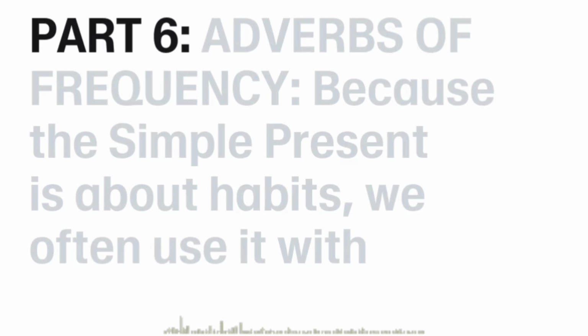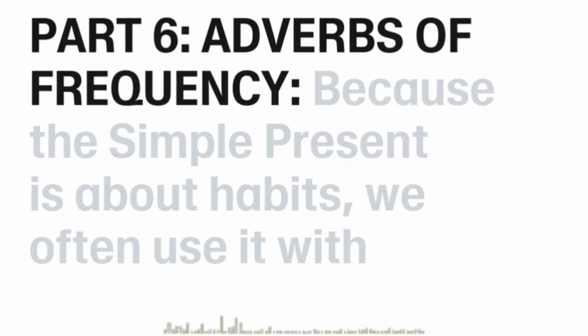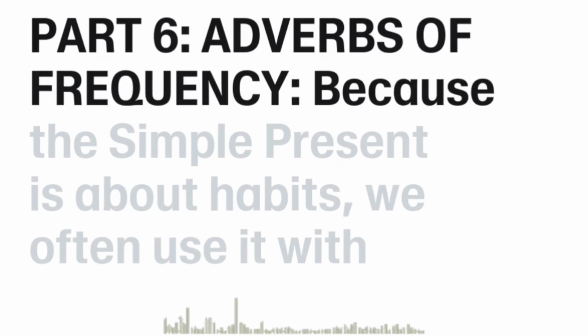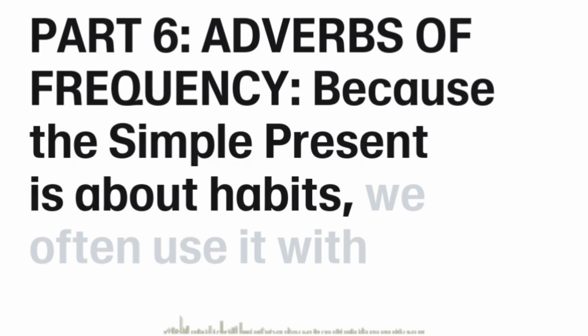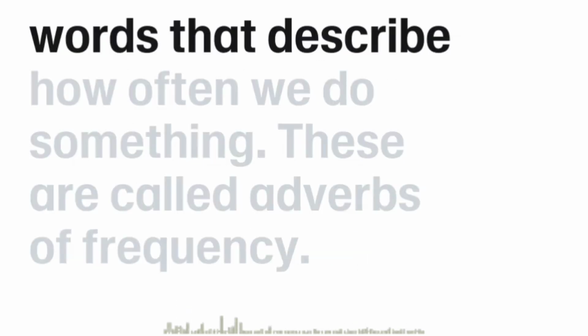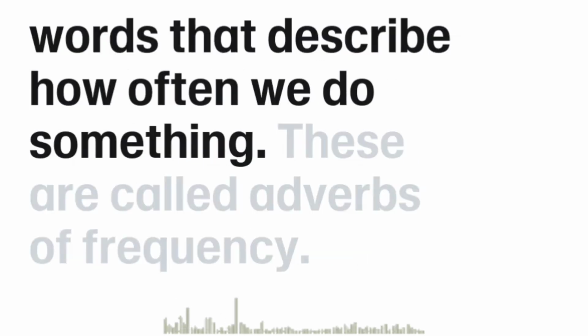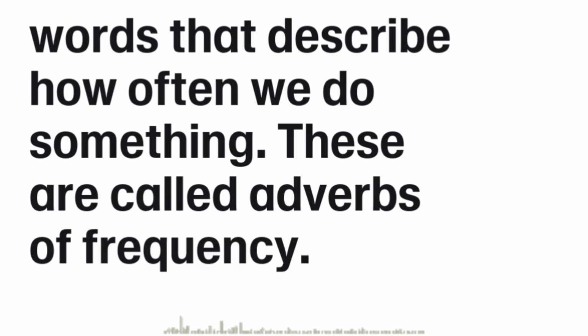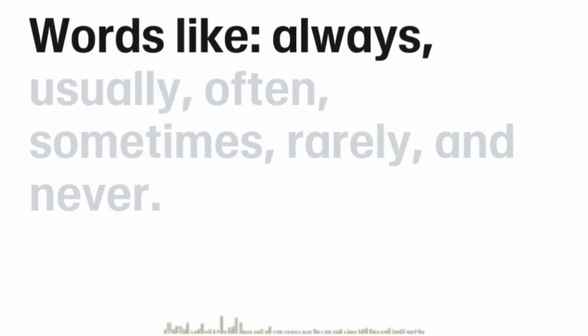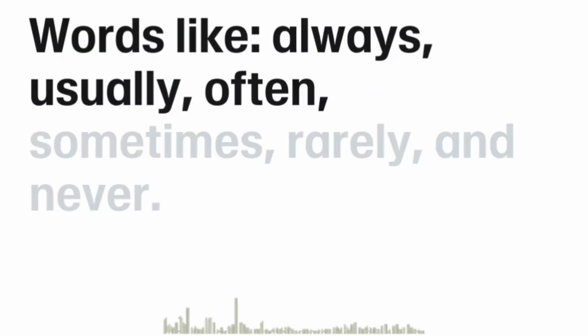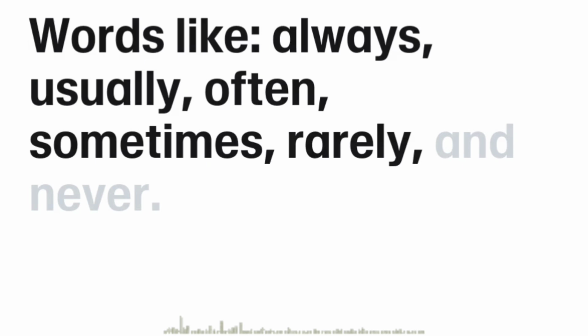Part 6. Adverbs of frequency. Because the simple present is about habits, we often use it with words that describe how often we do something. These are called adverbs of frequency. Words like always, usually, often, sometimes, rarely, and never.